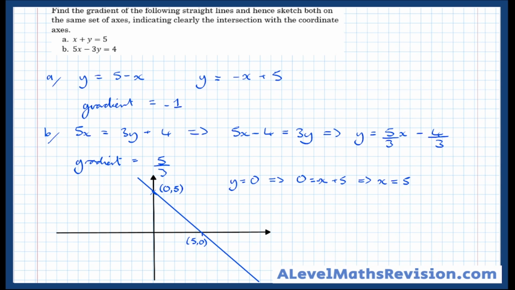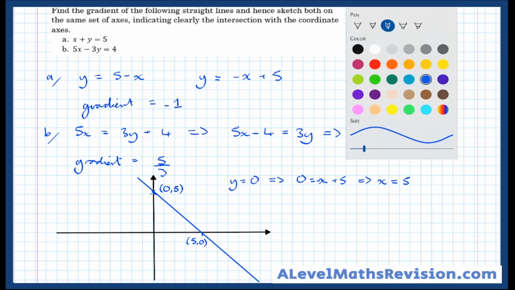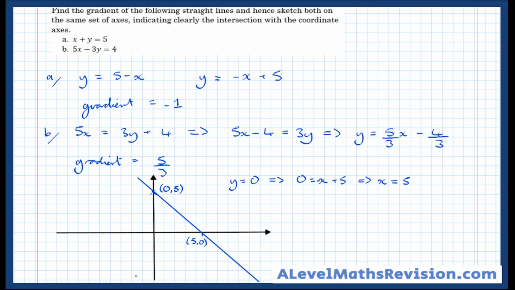Let's do the other now. This line has gradient 5/3, which is a bit bigger than 1, and y-intercept minus 4/3. So let's try and get that on the graph. Notice what I've done. Minus 4/3, I'm going to say is roughly there. Again, might not be 100% to scale, but it's roughly right. It's a negative y-intercept. And the gradient looks to be a little bit steeper in the opposite direction to the blue line. That's correct because this gradient's a bit bigger than 1. The other one was minus 1. This is a bit bigger than 1, so it's going to look a bit steeper.